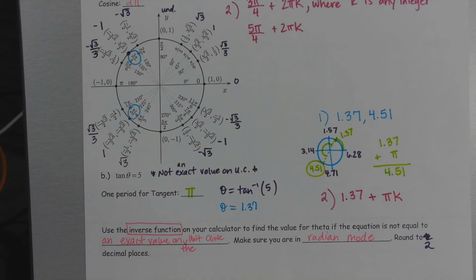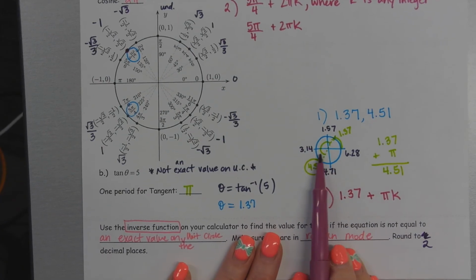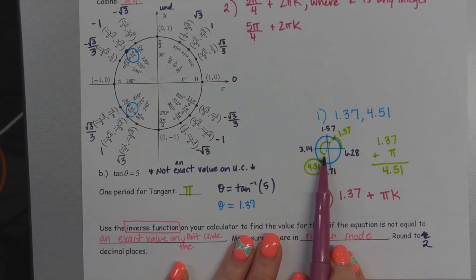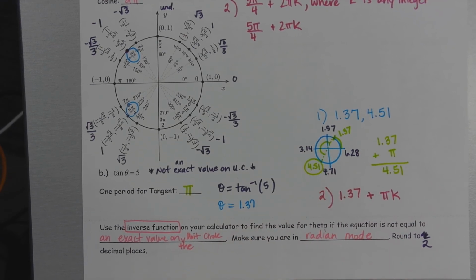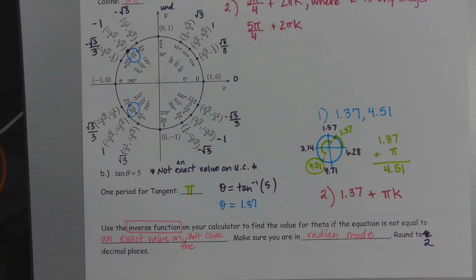if you do plus pi k, isn't that how we found this one? Plus pi. So it's going to hit that point. And then plus pi, plus pi, plus pi. So you don't need to because that would just be redundant for this one. With tangent, you can always use that plus pi k because that is the period.